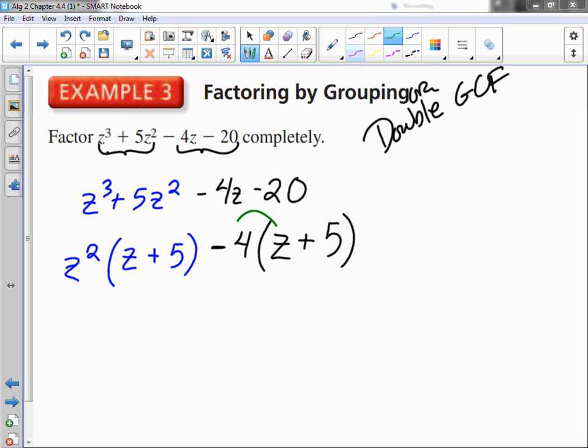Negative 4 times z. What does that give me? Oh, negative 4z. Yep. You're good. So we're just pulling it out. Now, if you want to make sure, you can multiply it back through and see if we got the same thing. Now, did somebody notice something that's similar with both of these?